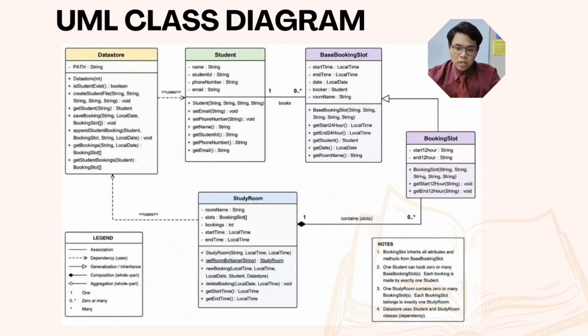This means a booking slot cannot exist independently without a study room. If a study room is removed, all the booking slots belonging to that study room are also removed. One study room can contain 0 or many booking slots, while each booking slot belongs to exactly one study room.